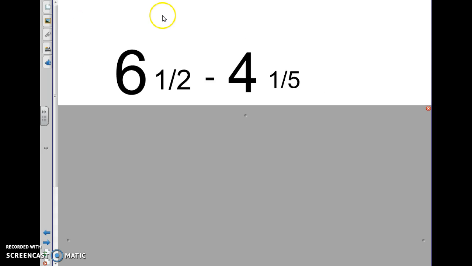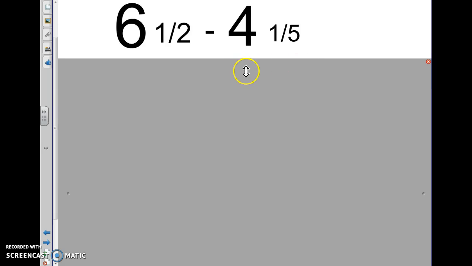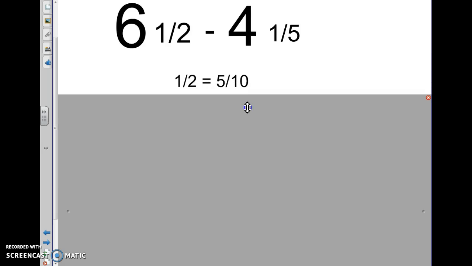All right, now it's your turn. If we have 6 and 1/2 and we subtract 4 and 1/5, how would you solve for that? What would the difference be? Go ahead and solve. Okay, I'm going to move through this quickly. I'm going to forget about these whole numbers right now and just work with the fractions. So we have 1/2 minus 1/5.